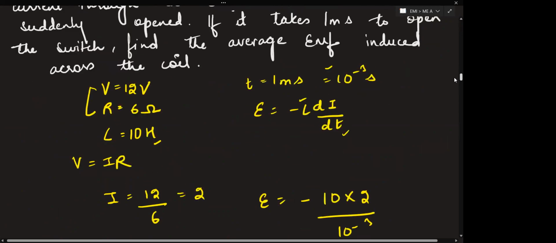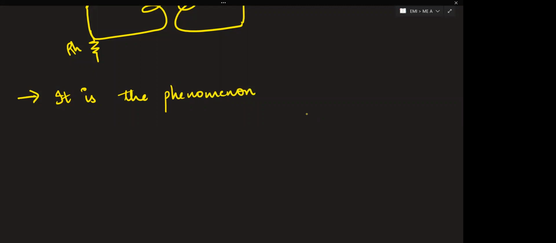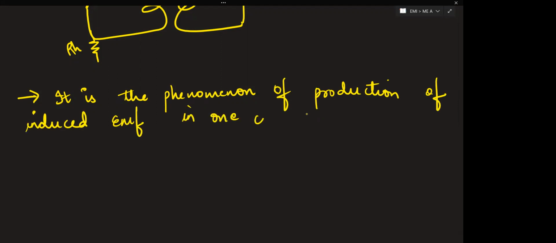Let me tell you the definition also. Mutual induction is the phenomenon of production of induced EMF in one coil due to change of current in the neighboring coil.